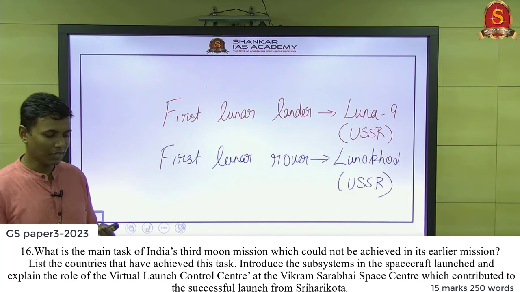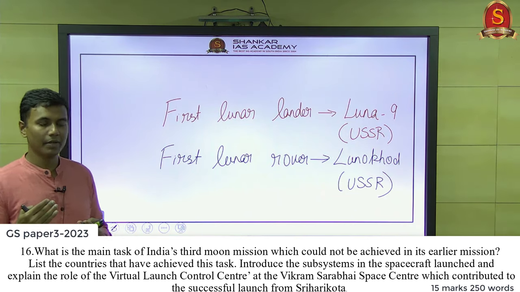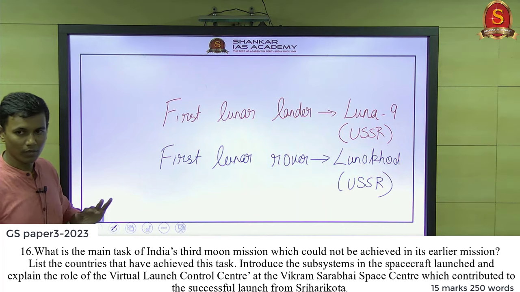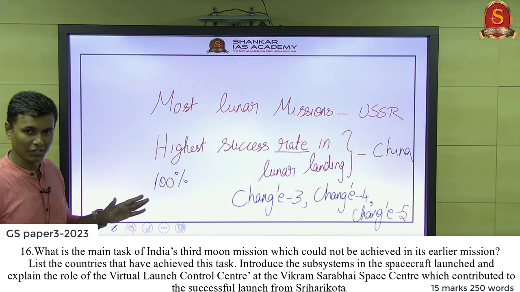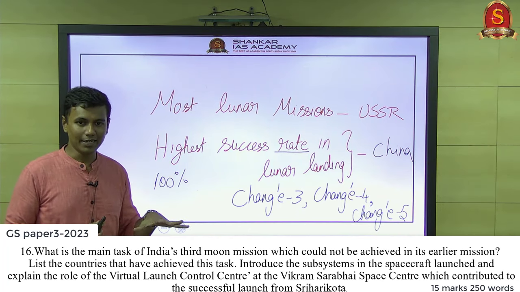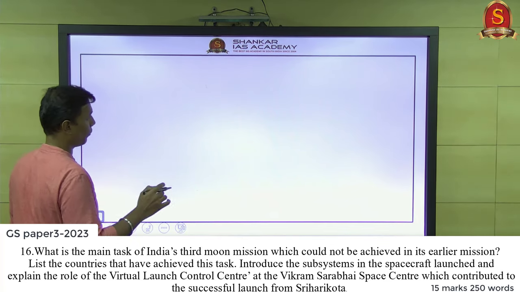So, when they ask a question like what are the other countries that have achieved this, since it's the main question, you can put three or four significant facts. First lunar lander, Russia. First lunar rover, Russia. Most number of missions, Russia. Highest success rate, China. Most number of landings, USA. And altogether, countries that have landed on the moon, only four countries.